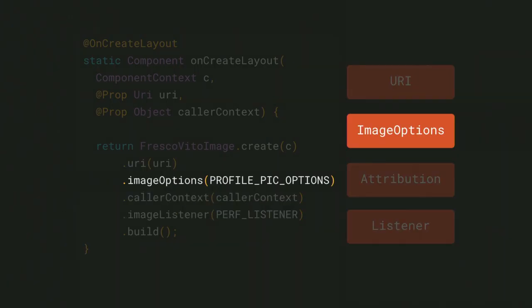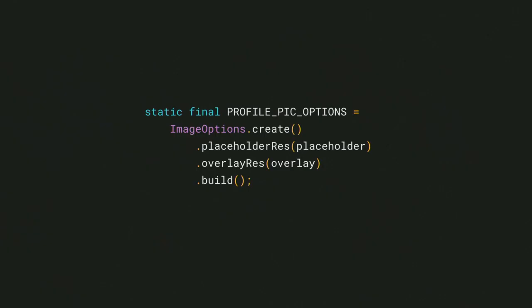So if you take a look at the image options here, this is a Java example to switch it up a bit. We have some profile picture options, and how they could look is you define statically once your profile picture options with a given placeholder resource and an overlay resource. One other thing that Fresco can do if we have this definition of just resource IDs.